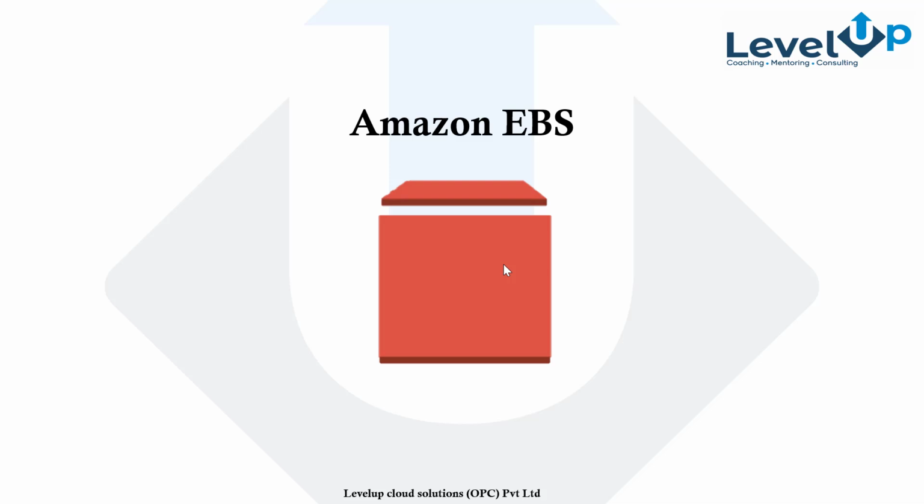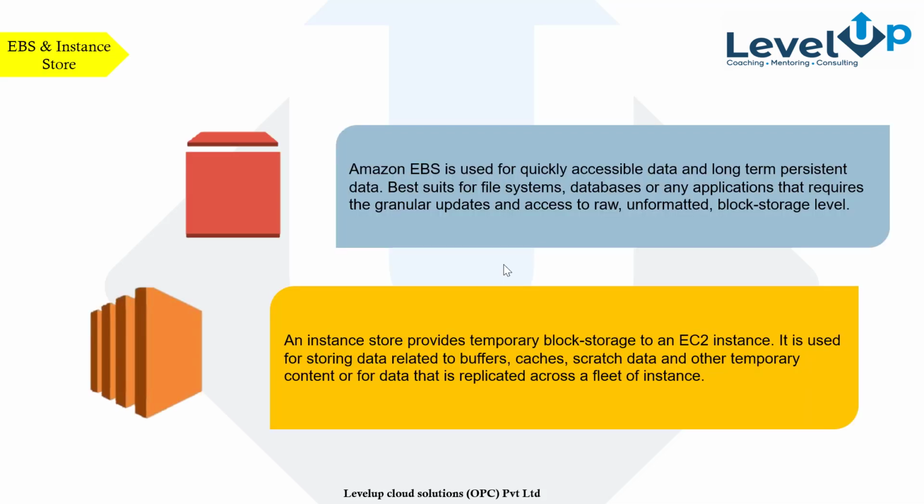All right, now there is another kind of storage. If you want to use block storage on AWS, you can use a service called Amazon EBS. EBS stands for Elastic Block Storage. Amazon EBS is used for quickly accessible data and long-term persistent data. It best suits file systems, databases, or any applications that require granular updates and access to raw, unformatted block-level storage.